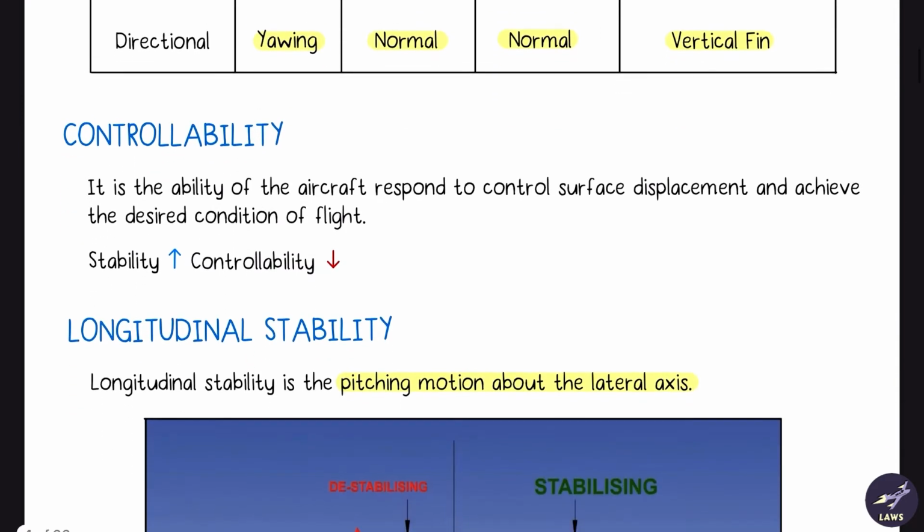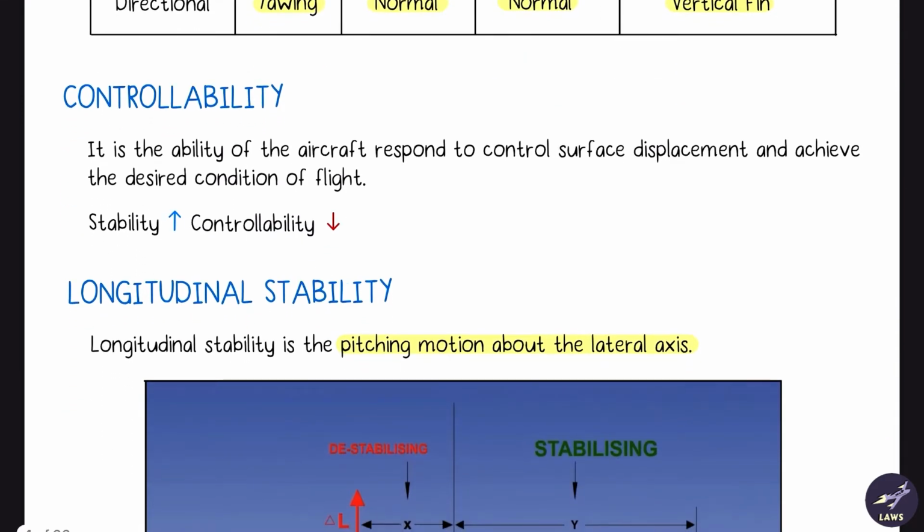Controllability. So it's the ability of the aircraft to respond to the control surface displacement and achieve the desired condition of flight. So if we say the aircraft is more stable, it will be difficult to actually maneuver it or control it. If the aircraft is less stable, it will be easier for it to maneuver or for us to control it. So modern airliners are generally more stable, less controllable, whereas the military aircrafts are more maneuverable or controllable, but they are less stable. Military fighter jets.